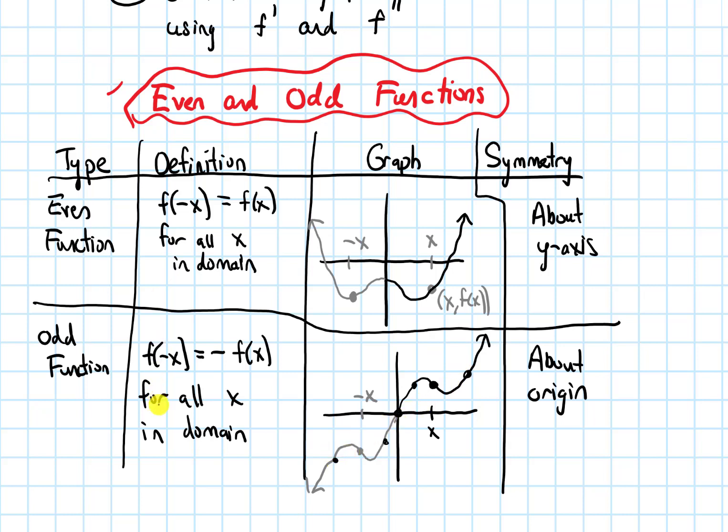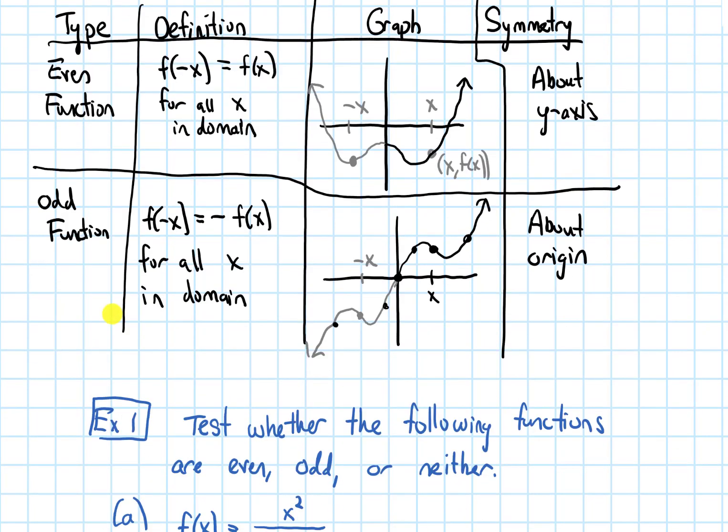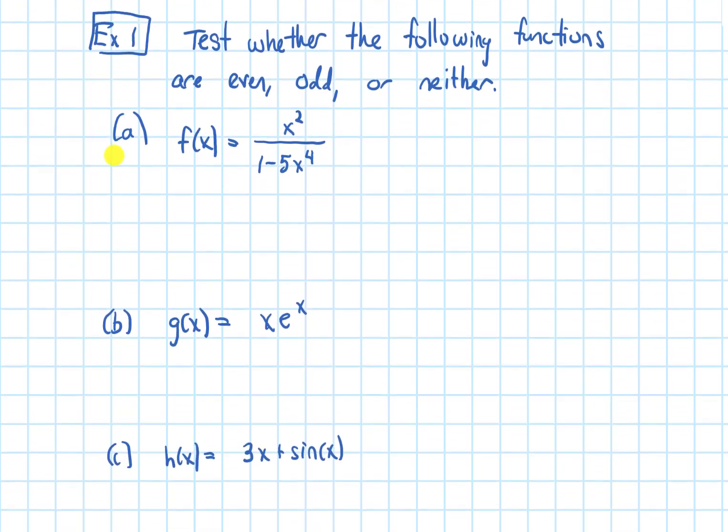Alrighty, so now that we have those definitions and we know graphically what even and odd functions look like, let's do some examples. Okay, so let's test whether the following functions are even, odd, or neither. So part A has the function x squared over 1 minus 5x to the fourth. So the way you test it is you take f and you replace the x with a negative x. So I have to do that for every occurrence of x. I'll get negative x being squared on the top, and then 1 minus 5 times the quantity negative x being raised to the fourth power.